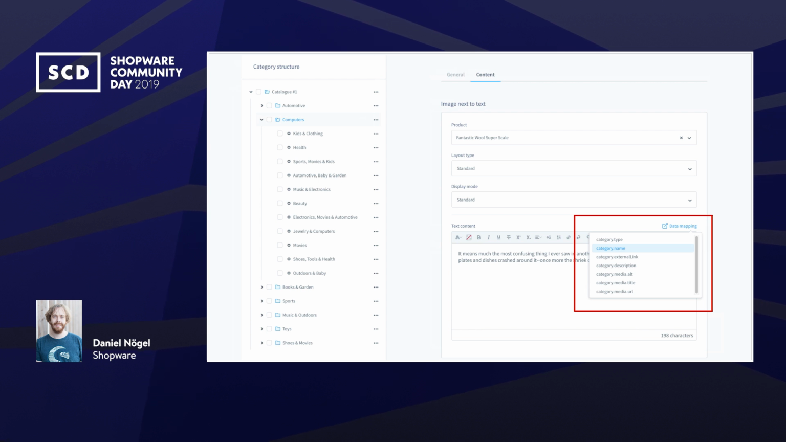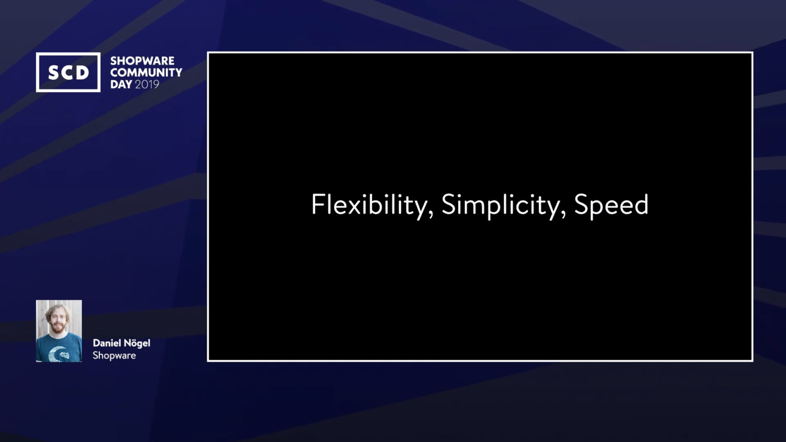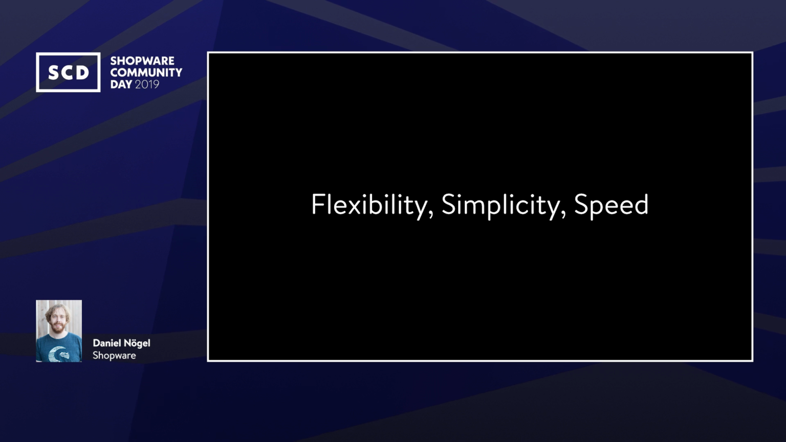And the coolest feature here is, I think, the so-called data mapping. So you don't even need to type in the text by yourself. You can tell it, in the context of the current category, please show the name of the category or show the image of the category. So it's able to work with the entities it has in a dynamic way again. So for me, this is all about flexibility, simplicity, and speed. Being fast in projects and not having headaches for all the complicated things.